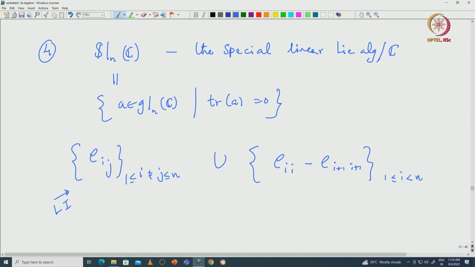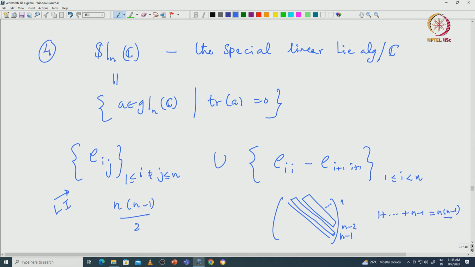If you count the number of elements in this set, all these are off diagonal entries. If you count only strictly upper triangular matrices, that will be n(n minus 1)/2, because for a matrix of this form, this is the diagonal. If you take the first off diagonal position, you will have n minus 1 choices, the second off diagonal you will have n minus 2 choices, and you can go up to 1. If you add all of them, 1 plus etcetera plus n minus 1, you get n(n minus 1)/2. So, these many choices are there for the strictly upper triangular matrices of the form E_ij. For the lower triangular matrices you have similar choices, so you get twice of this. The number of E_ij will be twice n(n minus 1)/2.